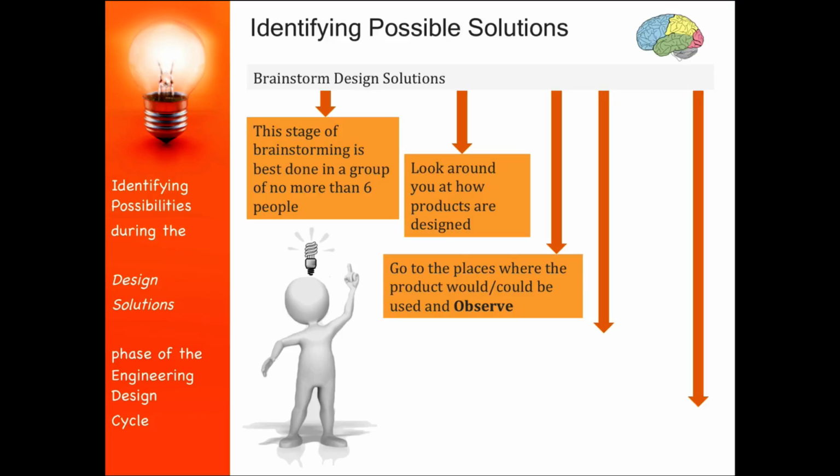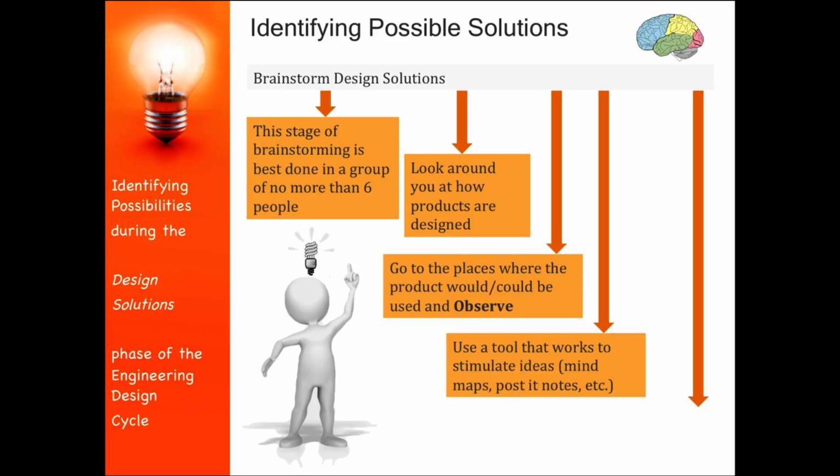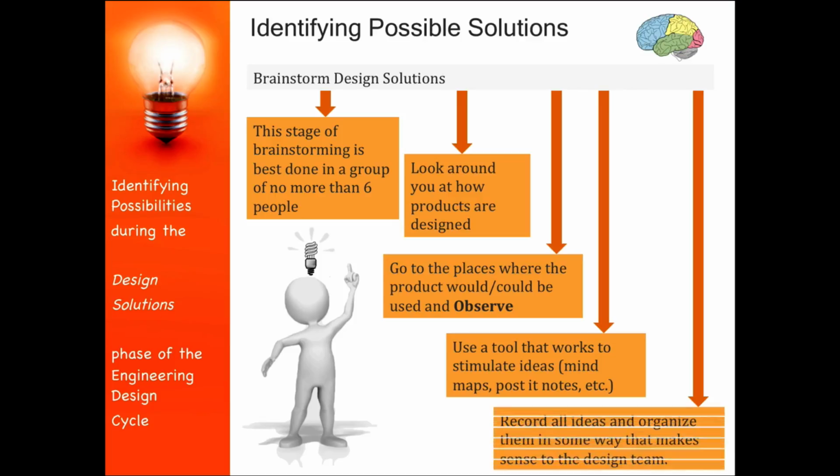Next, as a team, we need to choose a tool or tools that support stimulating ideas, whether that's a mind map, a series of post-it notes, a combination, or another tool entirely. We will be recording all ideas and then organizing them in such a way that it makes sense to the design team, and the reasons for rejecting some ideas and choosing others are apparent, should we have to defend our choices in the future.